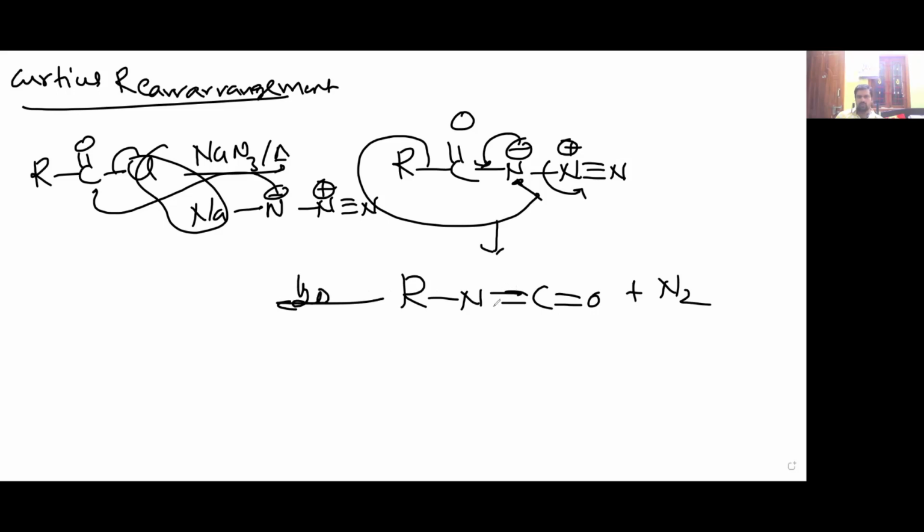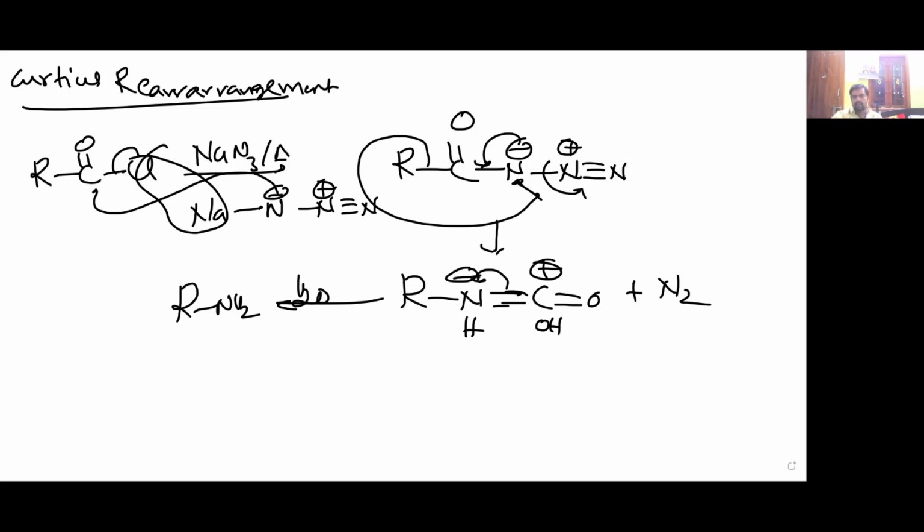As you know already, the bond shifted like this: negative, positive. Here H is added. Here OH is added. Then on further hydrolysis, you are going to get R-NH2. This step I already told in the Hofmann bromamide, how it undergoes hydrolysis. Okay. So this is called the Curtius rearrangement.